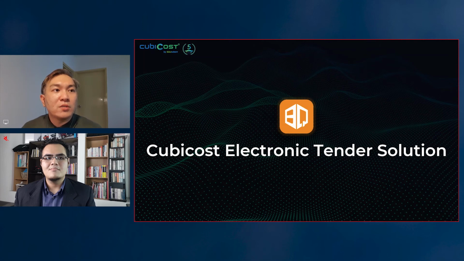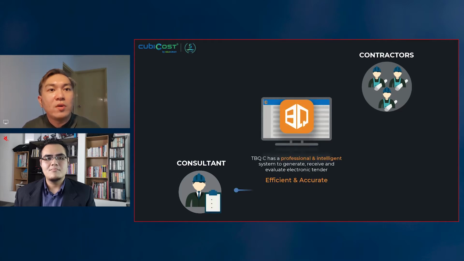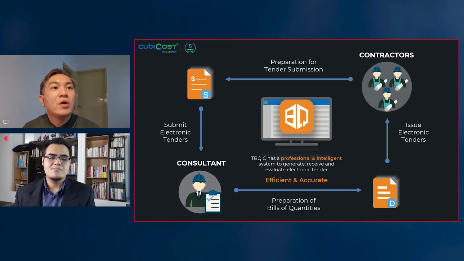So Cubicost TBQC is a Cubicost electronic tender solution, based upon a professional and intelligent system to generate, receive, and evaluate electronic tenders efficiently and accurately.